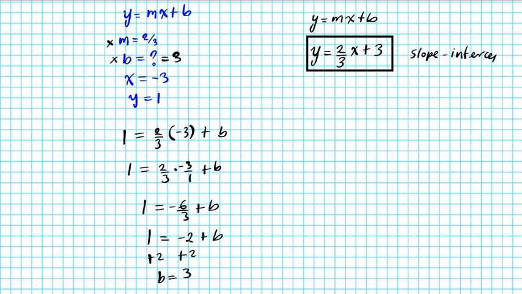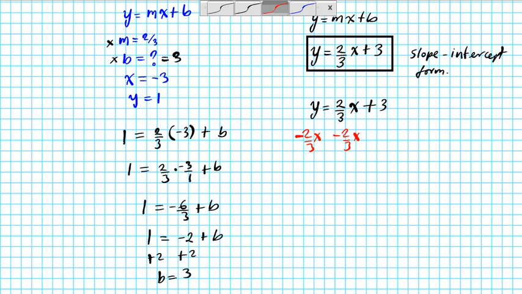Alright, so how about my answer in standard form? In standard form, all I have to do is put x and y on the same side and make sure the coefficients are integers. So let's rewrite the answer we just derived. Now we're going to move this 2/3 x to the left. How do we do that? You subtract 2/3 x from both sides. And we're going to have negative 2/3 x plus y equals 3.